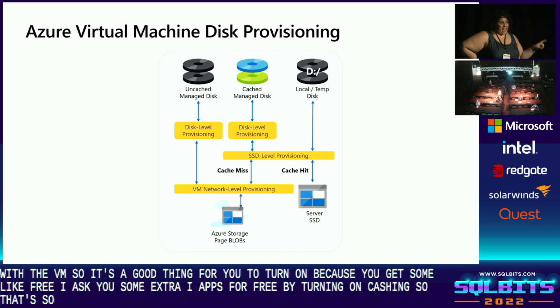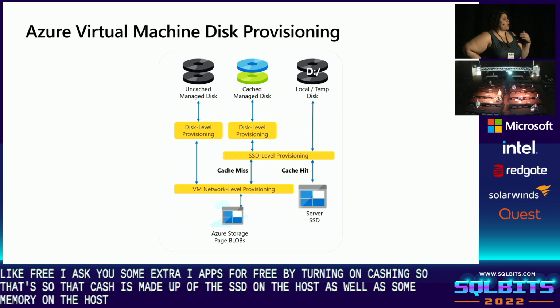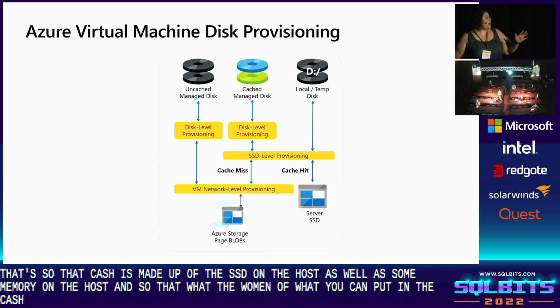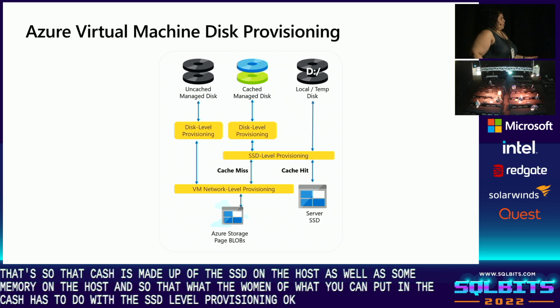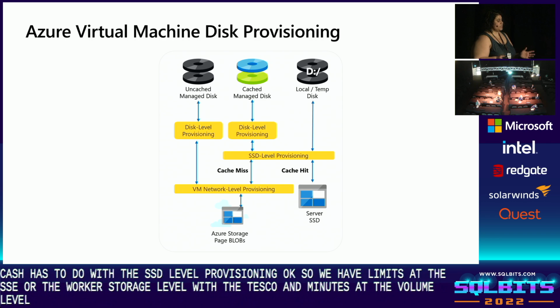That cache is made up of the SSD on the host as well as some memory on the host. And what you can put in the cache has to do with the SSD level provisioning, okay? So we have limits at the SSD or the local storage level, limits at the disk level, and limits at the VM level. Let's dig into what that looks like.